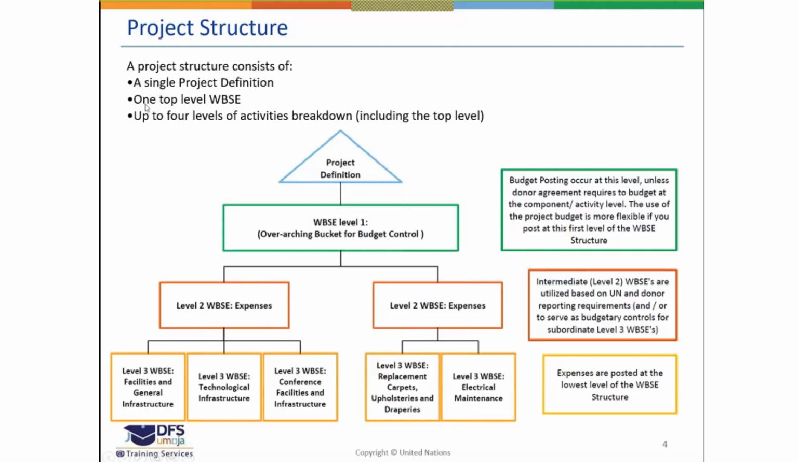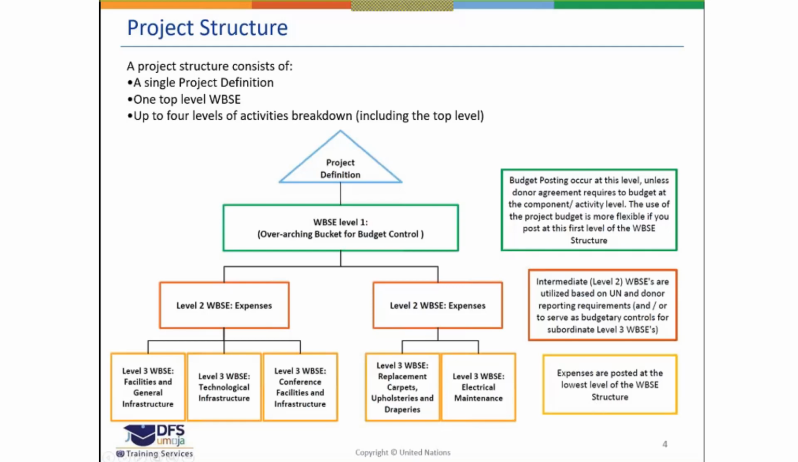And very important, up to 4 levels of activities we can find in a project. And very, very important one, the expenditures or expenses are posted at the lowest level of the project. Okay, this is where we will see now with the example when we will create the framework 2.